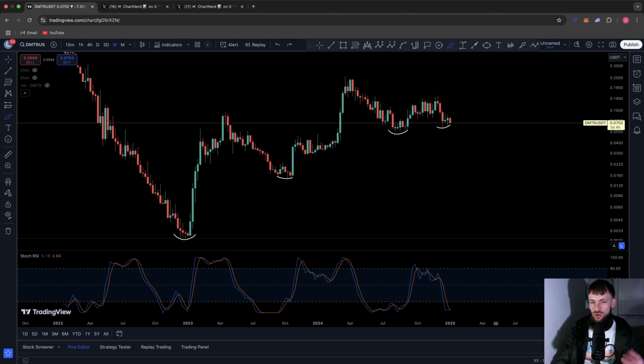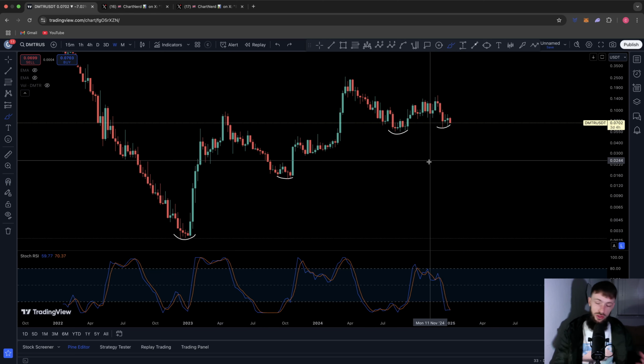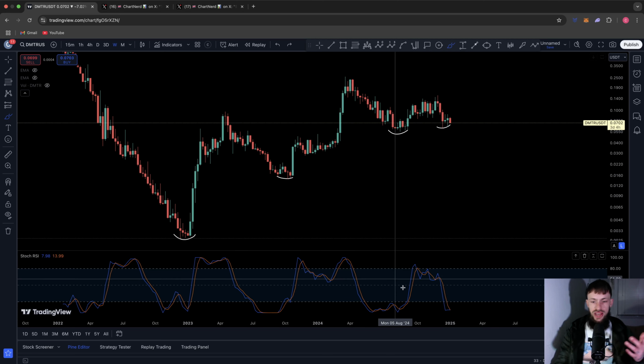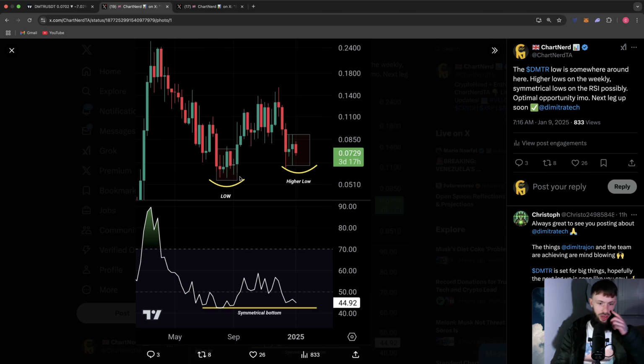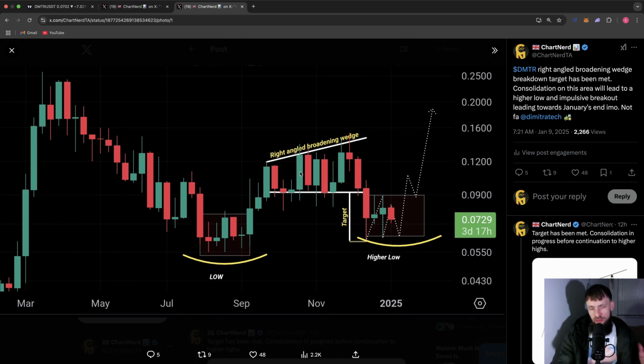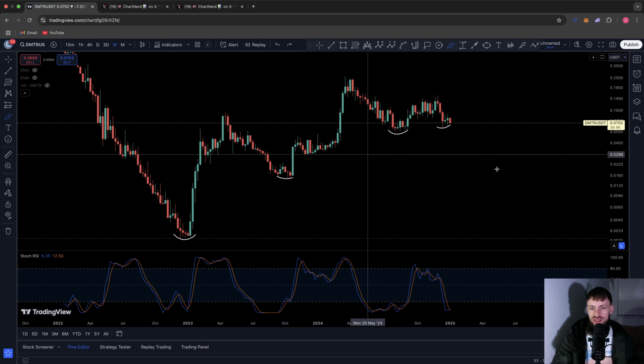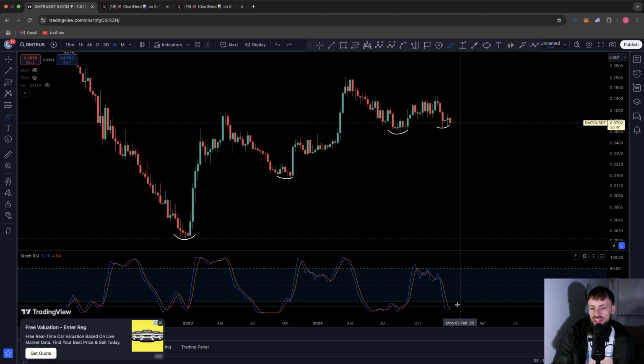Considering we're in prime alt season and looking for that next leg up, I don't think these opportunities are going to last too long. So nothing that I say is financial advice, guys, but that is showing me, along with the symmetrical bottom in the RSI, that there is potential, and with the fact that we've met the right angled broadening wedge breakdown target, there's some confluence here that I think the lows are around here somewhere, and this could last, I think, towards the inauguration for Trump.